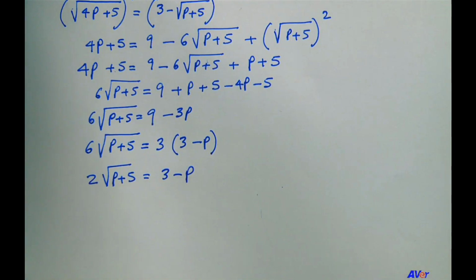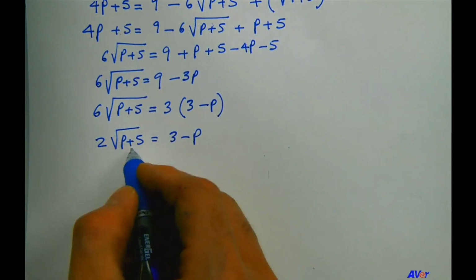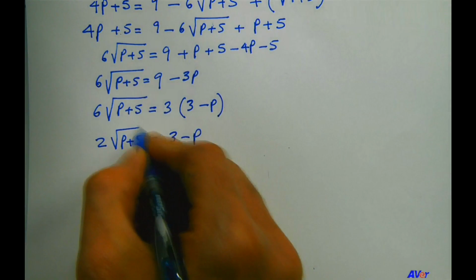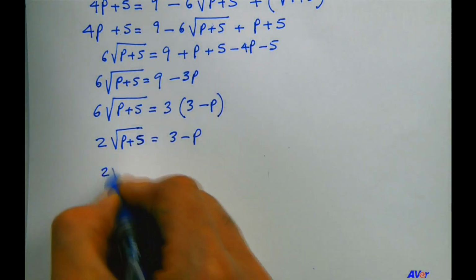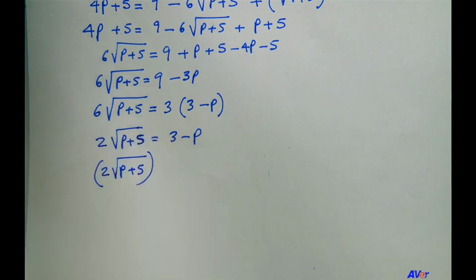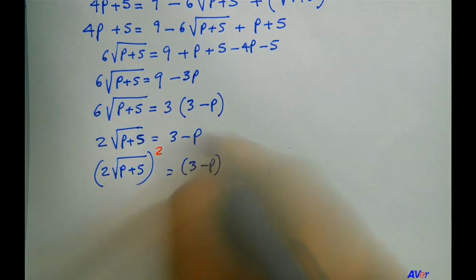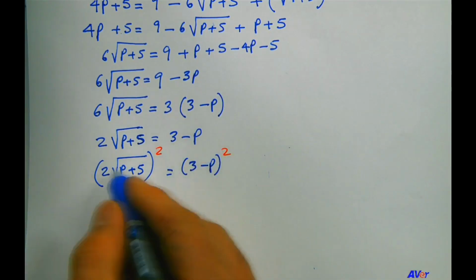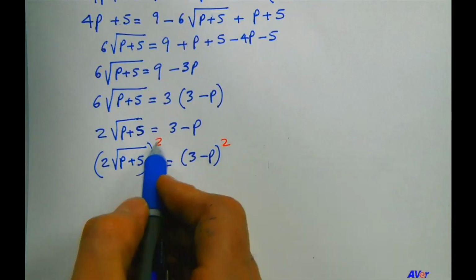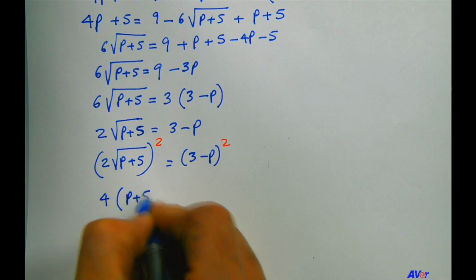Okay? So now, what do we do now? Well, raise both sides to the second power again. Okay? So let's do that. So 2 square root of p plus 5, squared, equals 3 minus p, squared. On the left, things become easy. 2 squared is 4 times p plus 5.